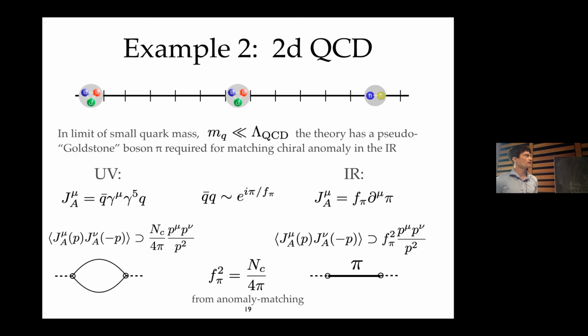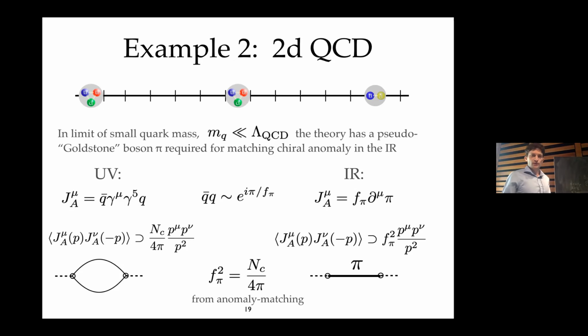So we know that the axial current has to be f pi times d mu pi. So the transformation of pi is the correct one. And in the IR, it's also very easy to compute the 2-point function of the current and read off the coefficient of the anomaly, and it's just f pi squared. And by matching the UV and the IR, you see that the decay constant satisfies this relation I've written here. F pi squared is the number of colors over 4 pi. And this is an exact relation. Okay.